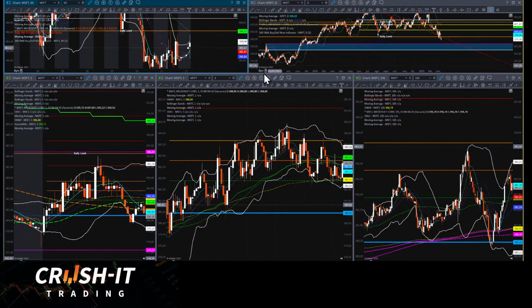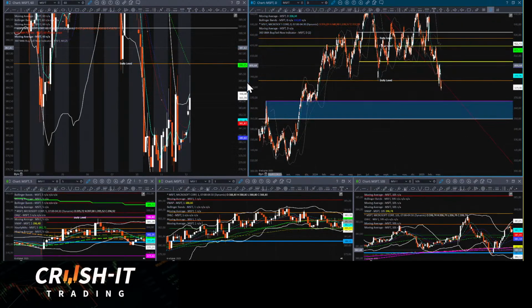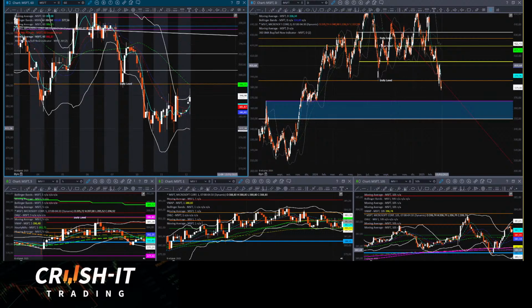But if you look at the 1 hour chart here, this is where I like to set my levels for the day. We do have the previous day low, and then we also have the previous day high, which is at this daily level right here. So you could see one of two things happen here. Also, I like to break and retest.